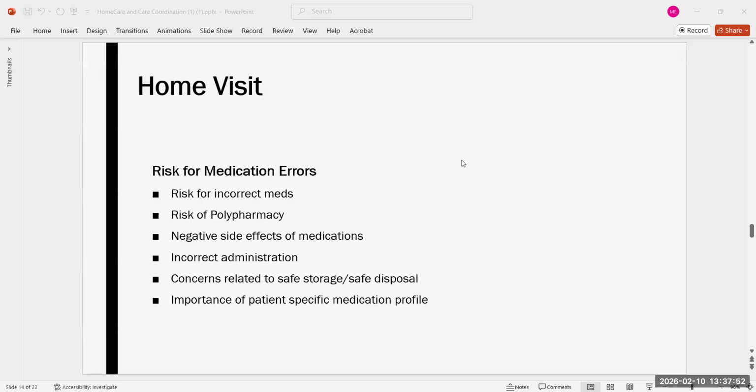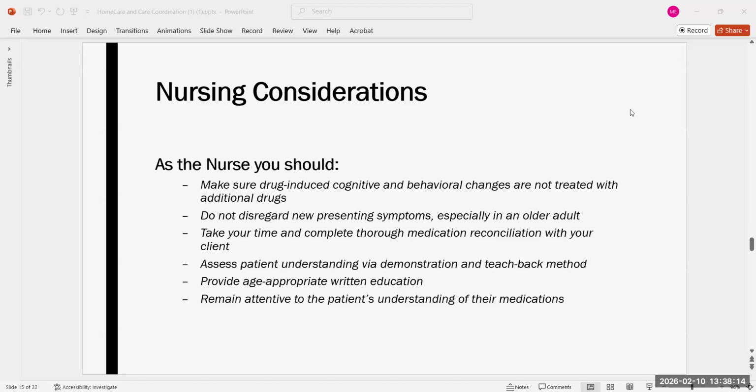So when we look at client education, we want to provide education with the patient because it does help to encourage client independence and support them caring for themselves, and then it also can allow the family or the support person to be involved and support shared decision making. So you want to consider a couple things. You want to make sure that if the patient starts to present with drug-induced cognitive changes or behavioral changes, they're not being treated with additional drugs. Why, what's happening, what's going on?